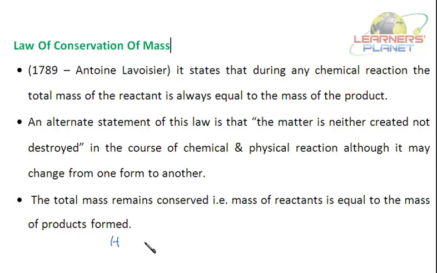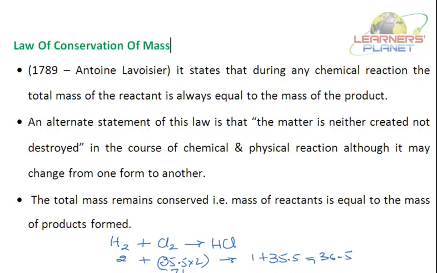See, if hydrogen is combining with chlorine, forming hydrochloric acid, it should be always that the total mass of the reactants, that is here it's 2 plus, what is the mass of chlorine? Mass of chlorine here is 35.5 into 2. That is how much? 71. And what is the mass of HCl? It's 1 plus 35.5, that is 36.5. So here, what happened to the mass? It is here that the total mass of reactant is always equal to the total mass of product.